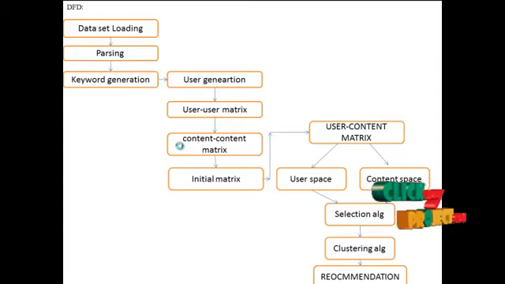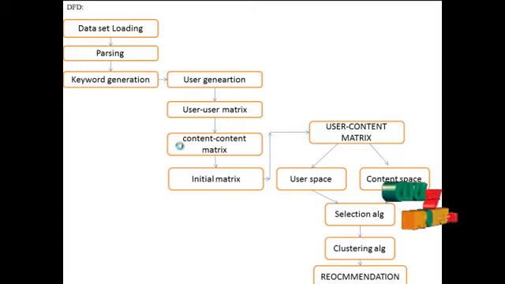Then we go to the next stage. It gets the user generation. Here more users should be created. Then we form the user to user matrix. The user to user matrix is used to represent the relation between the user and the friends.